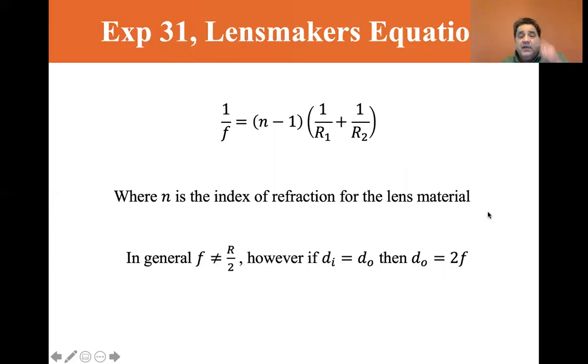Okay, here's the Lensmaker's equation. 1 over F is equal to n minus 1, where n is the index of refraction of the lens material. Again, the radii don't have to be the same, so R1 can be different from R2. When they are different, in general, F does not equal the radius divided by 2. However, if the image distance equals the object distance, then the object distance is equal to twice the focal length. And that's it for the intro. We'll get on with the experiment.